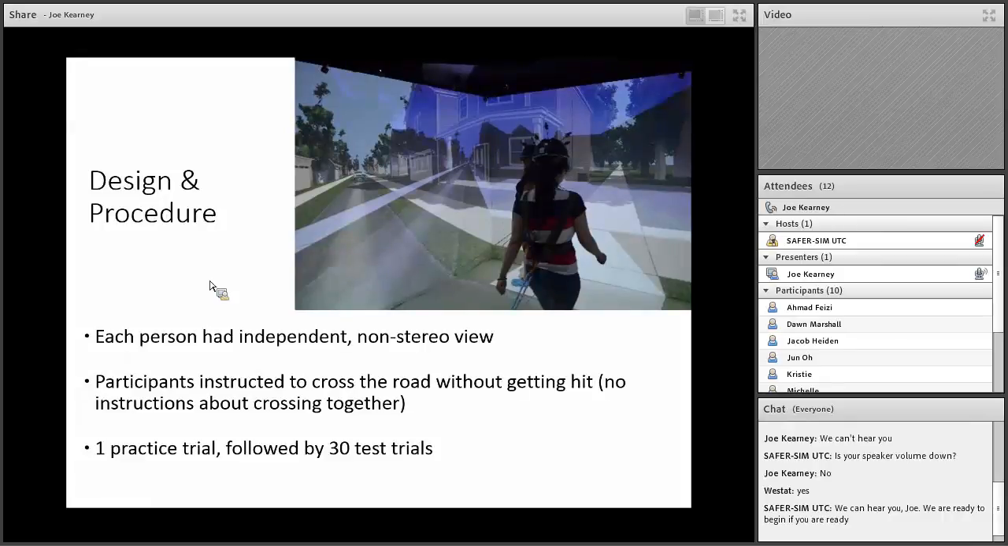So participants were instructed to cross the road without getting hit. They had no instructions about whether they should cross together or not. They had one practice trial, and then that was followed by 30 trials. One of the things you'll notice here is this tether that holds the participants. We find that when they have the shutter glasses on, the screens kind of dissolve. They focus really on the traffic, and we just wanted to make sure nobody walked through the front screen. So the only reason those are on there is to make sure people don't accidentally run into the front screen.